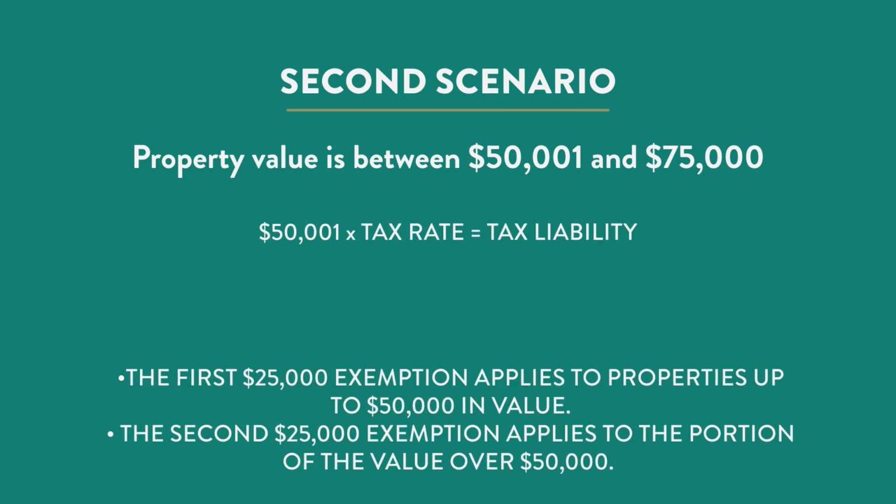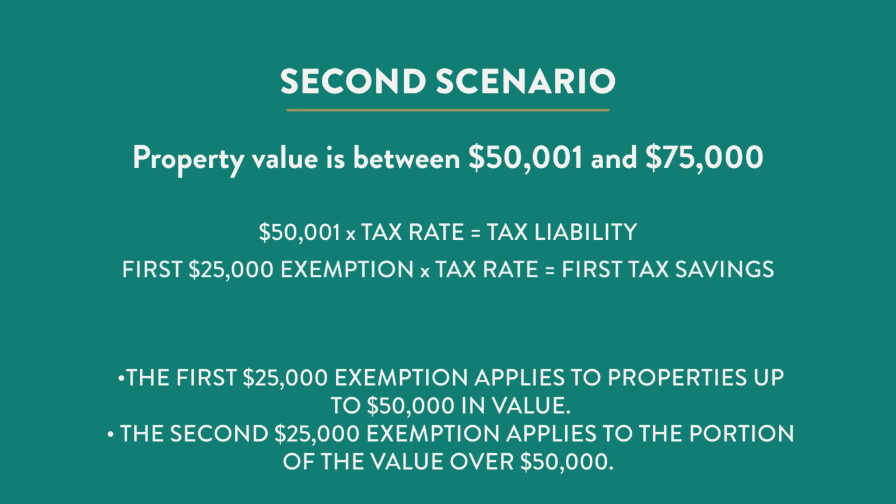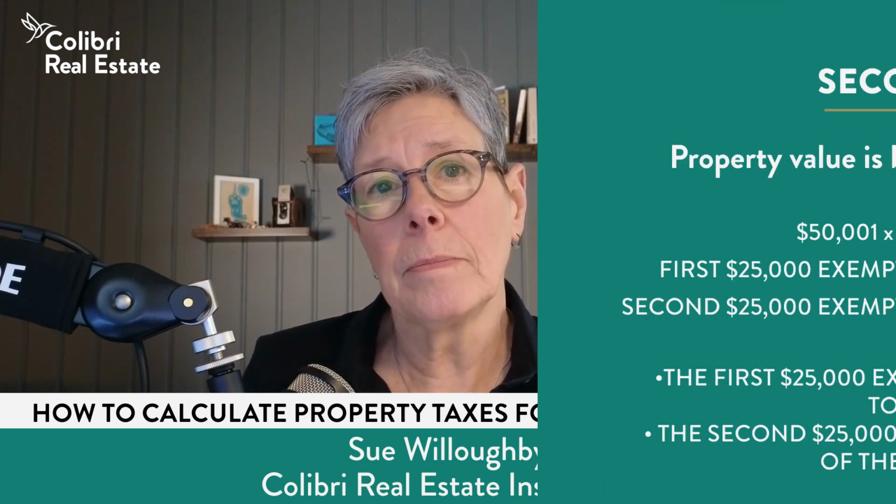So here's how we're going to break this down. We get the assessed value, somewhere between $50,001 and $75,000, and multiply that by the tax rate, whatever that tax rate is, and that's going to give us our total tax liability to start off with. Then we'll take that first $25,000 tax exemption, multiply it by the tax rate, and that will give us our first savings. This first tax savings will apply to the city, county, and school board.